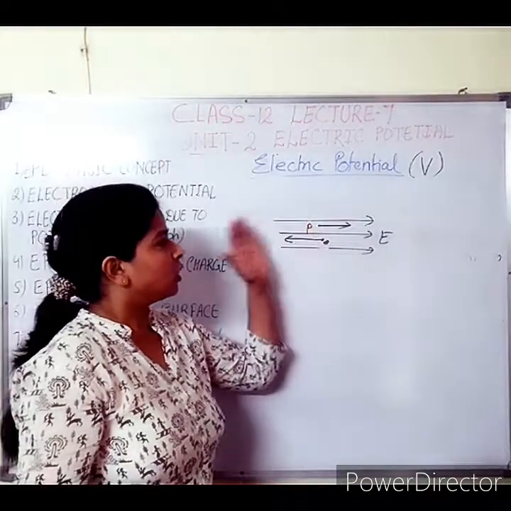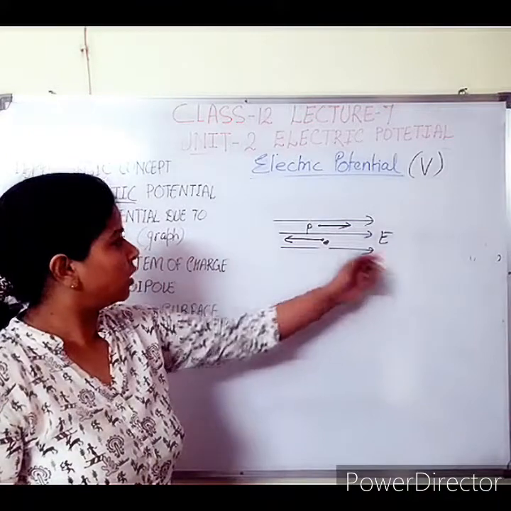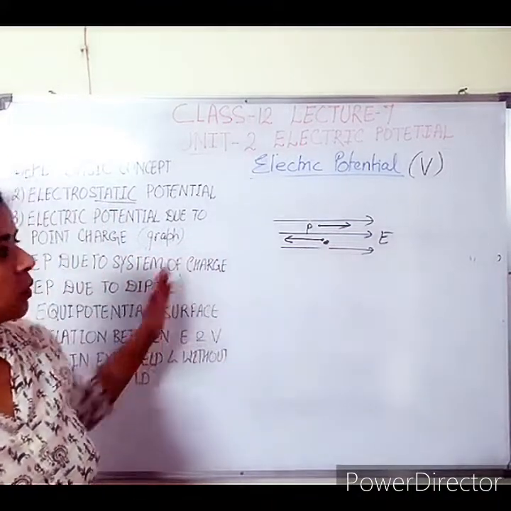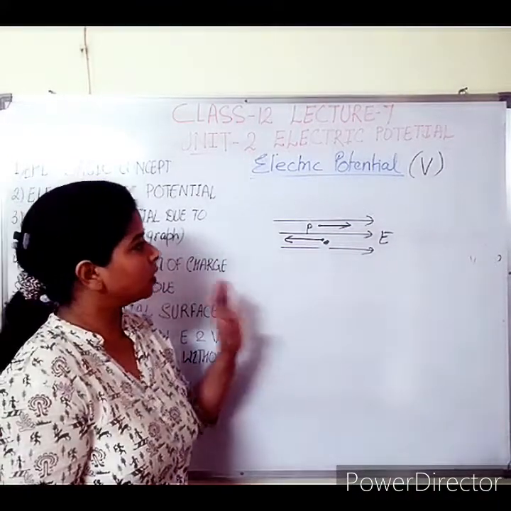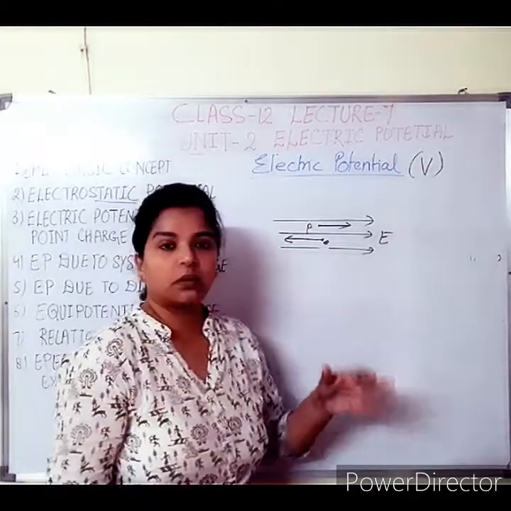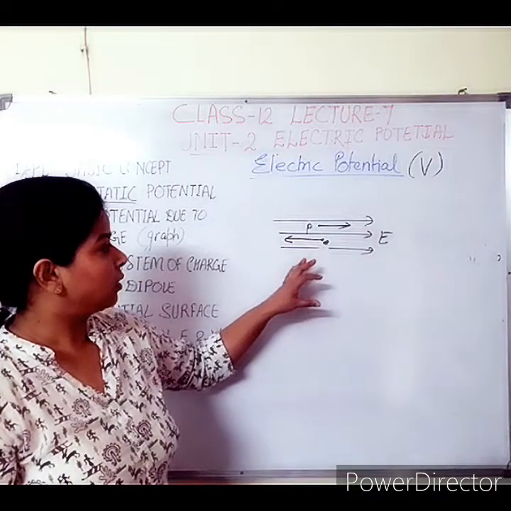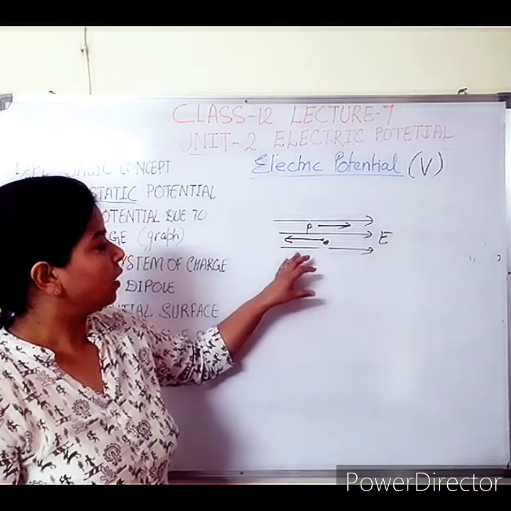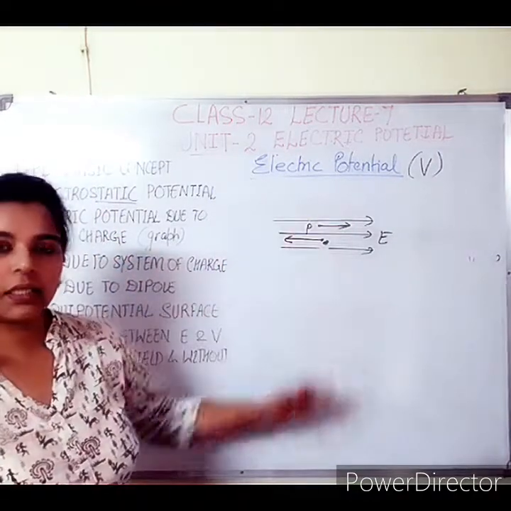So positive charge moves in the direction of field and negative charge moves opposite to the direction of field. Third point, whatever be the next point, I don't remember how many points I told. And next point is what? The positive charge accelerated in the direction of it.